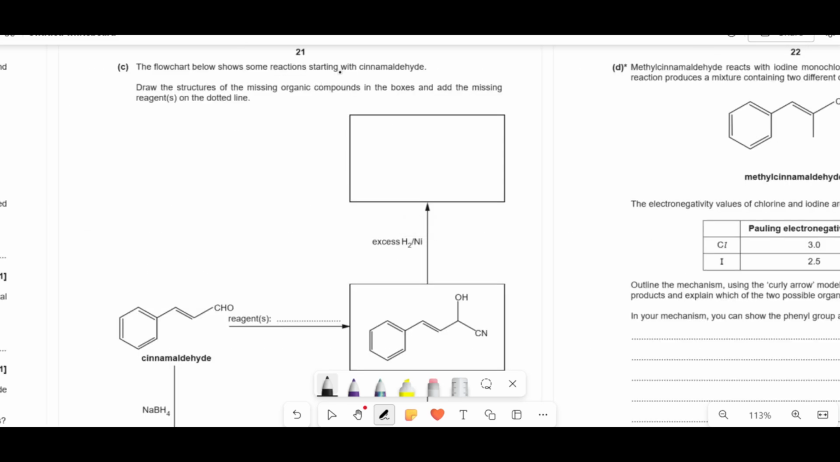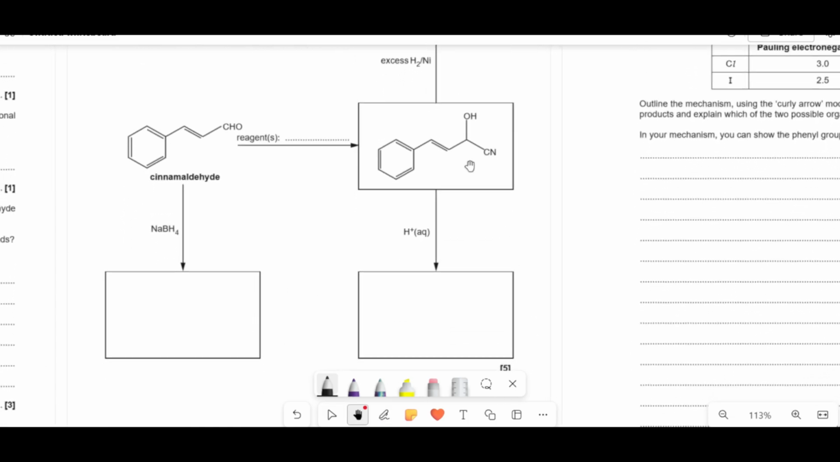Now it says the flow chart below shows some reactions starting with cinnamaldehyde. Draw the structures of the missing organic compounds in the boxes, then add the missing reagents on the dotted line. So just pick one and start step by step and compare them. For example, here I have an aldehyde. I'm adding NaBH4. What that's going to do is reduce it back down to an alcohol, and this is a primary alcohol.